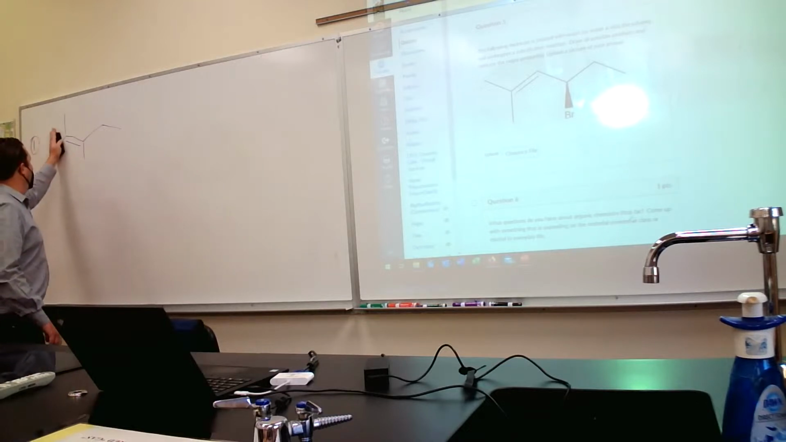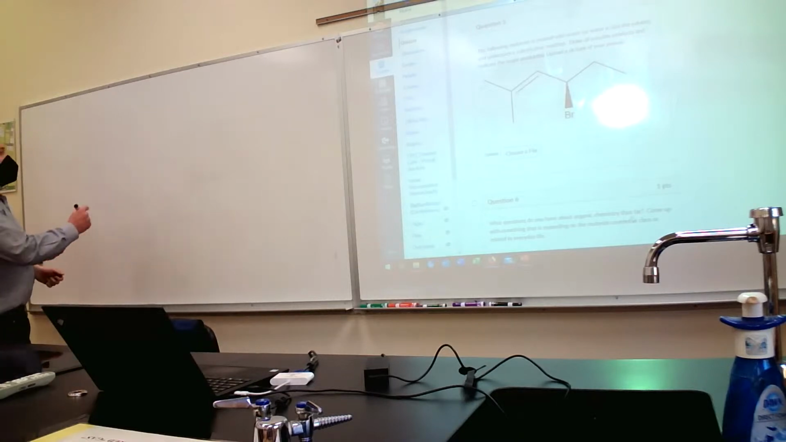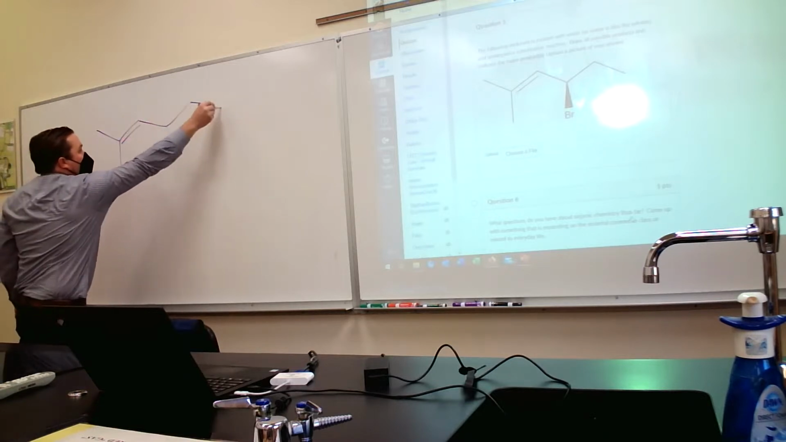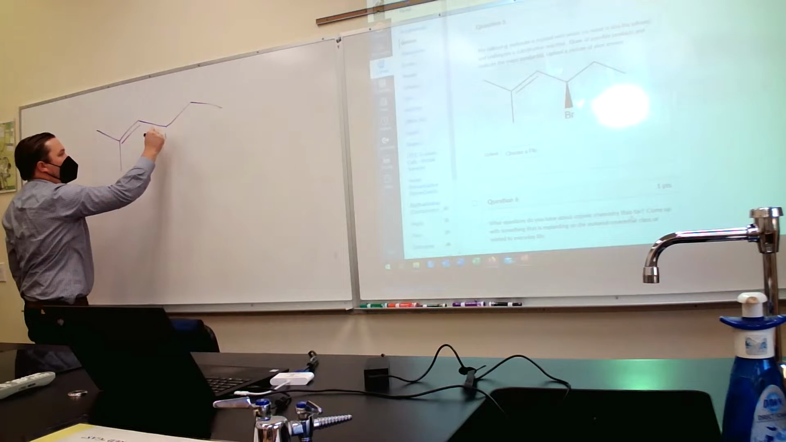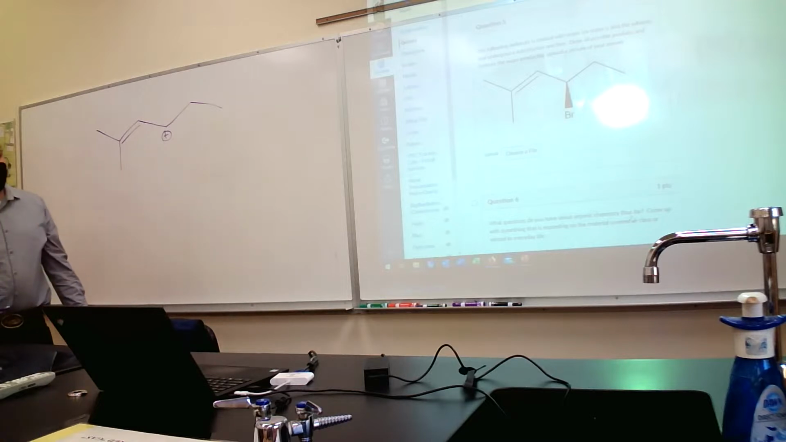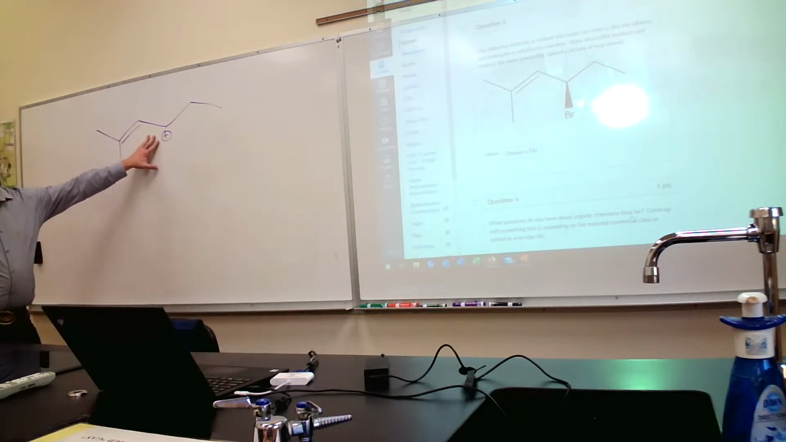First step in these stepwise mechanisms is leaving group leaves. So our intermediate then looks like this. So now we have a nucleophile in the form of water that could come in and attach, and then it would go through a proton transfer where it's going to dump off its extra hydrogen. So we're going to wind up with an OH group, an alcohol group, by the end.